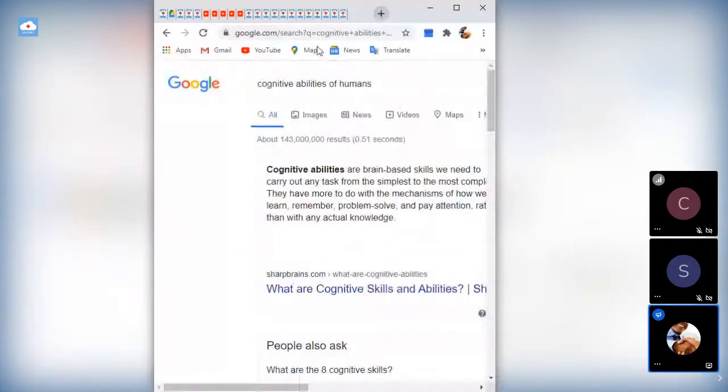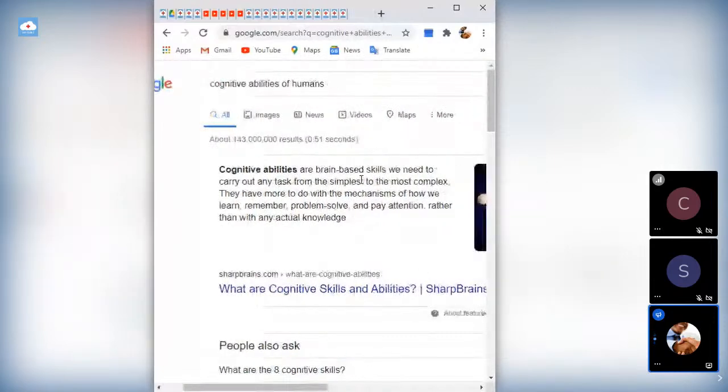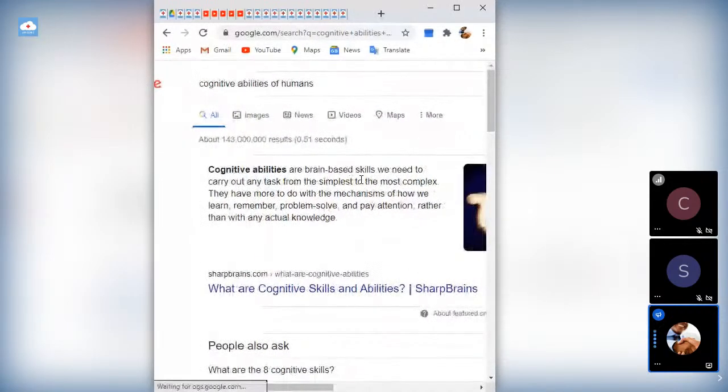They are defined as brain-based skills we need to carry out any task, from the simplest to the most complex. They have more to do with the mechanisms of how we learn, how we remember, how we problem solve, and pay attention, rather than any actual knowledge.